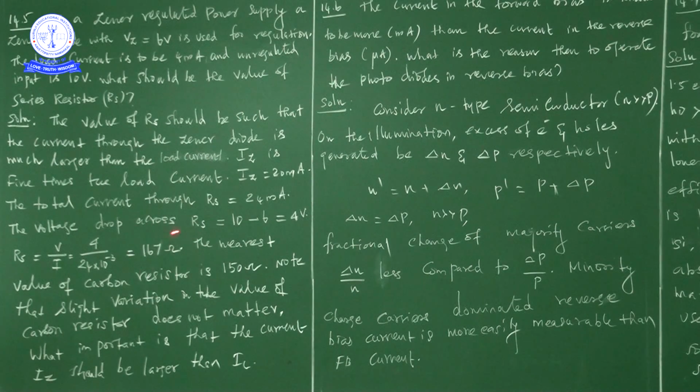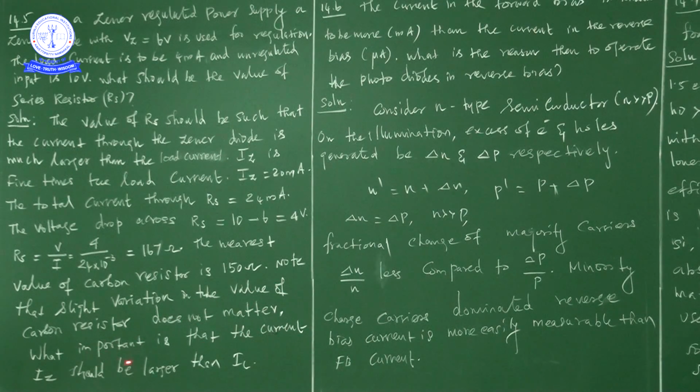From calculation we can obtain the value of resistance as 167 ohm, but the value of the carbon resistor we already have in hand is 150 ohm. So it is slightly lesser, and this does not matter. Note that a slight variation in the value of the carbon resistor does not matter.